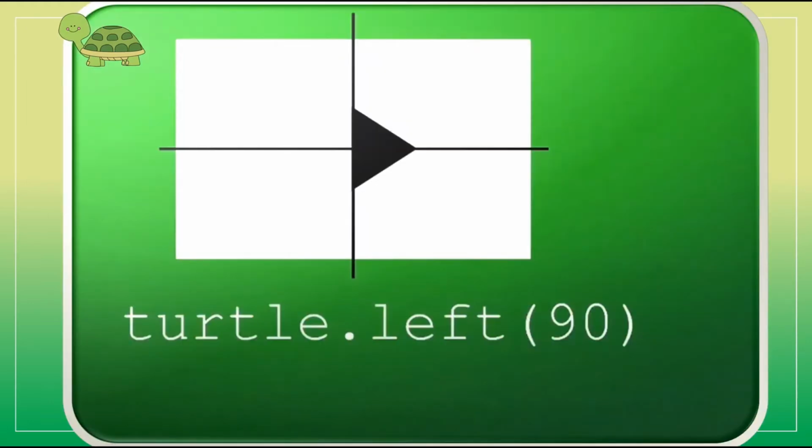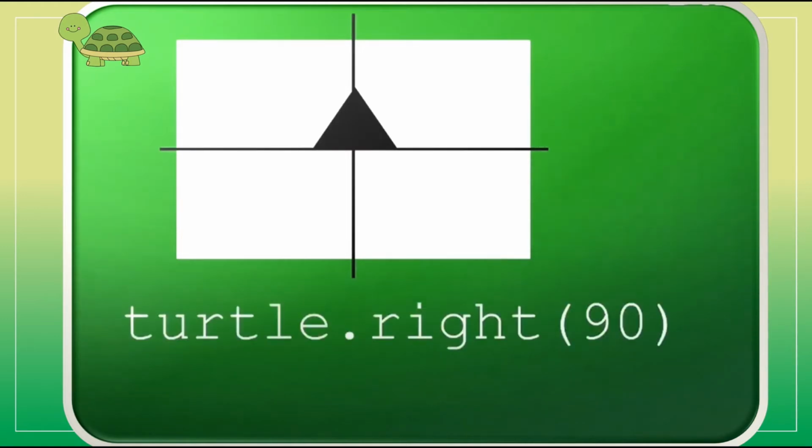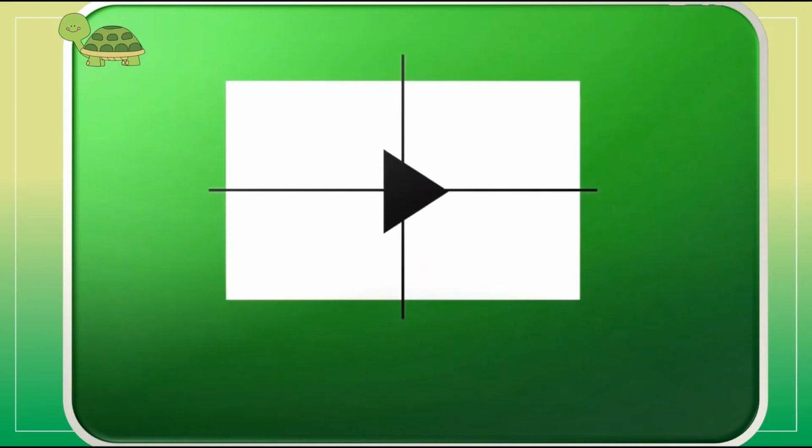In this instance, we have asked the turtle to turn left 90 degrees. So it's changing its direction by 90 degrees. If we want to make the turtle turn right 90 degrees, it will set its direction in the opposite orientation.